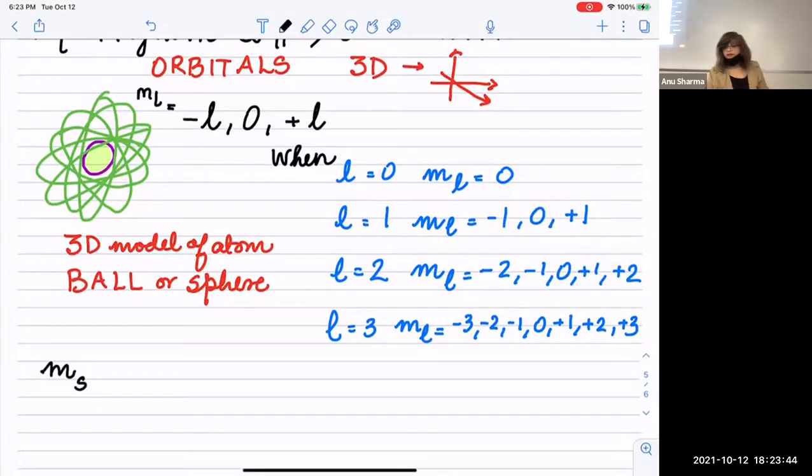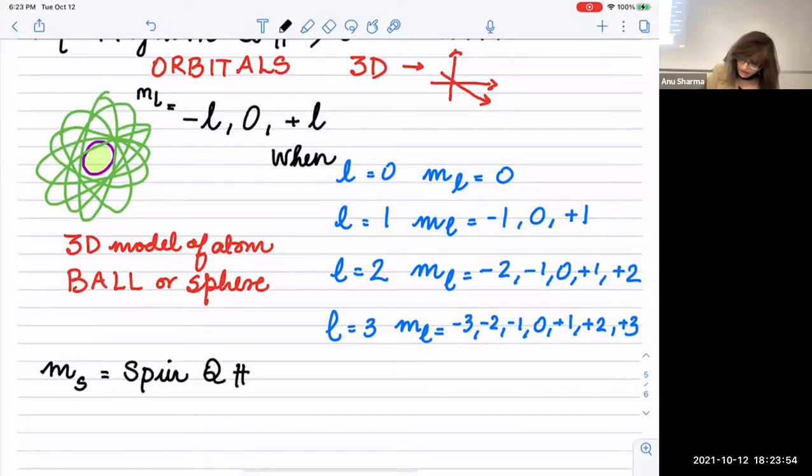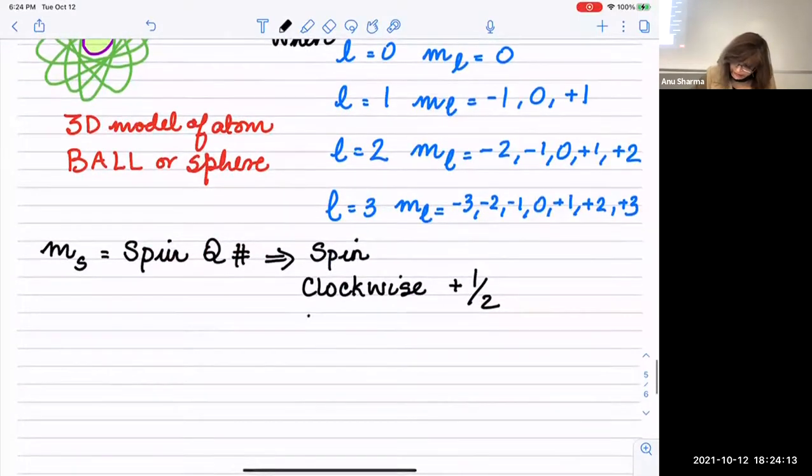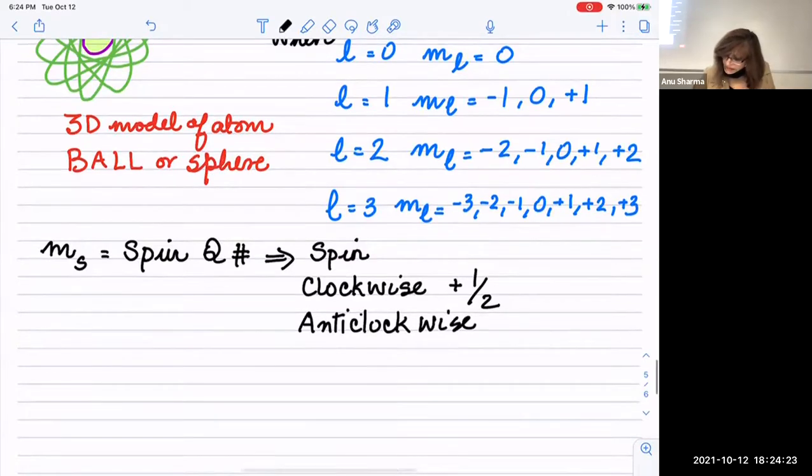So this is all basically describing the electrons. MS is the spin quantum number. As the name says, it is the spin of the electrons, whether it is clockwise or counterclockwise. Clockwise would be +½ and counterclockwise, or anti-clockwise, is equal to -½. Okay, so two of these things.